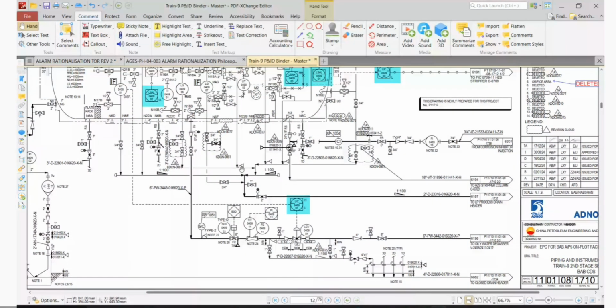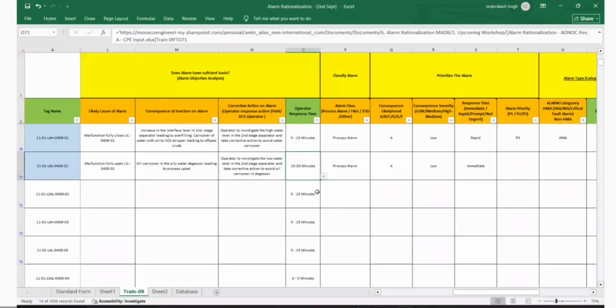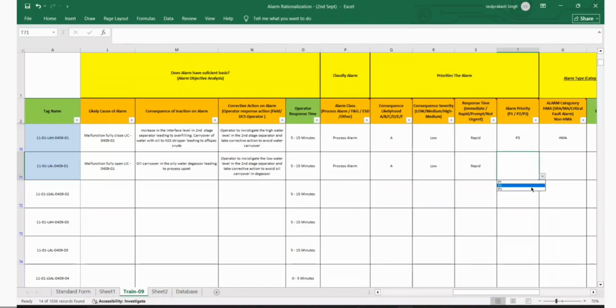Yeah, response time says low to low only. 0 to 5, sorry, 15, 5 to 15. So it's rapid. Rapid. Yeah, 5 rapid minutes and okay. Low. Rapid and low, okay. So it's again P3, right? That's rapid. Rapid and low is P3.